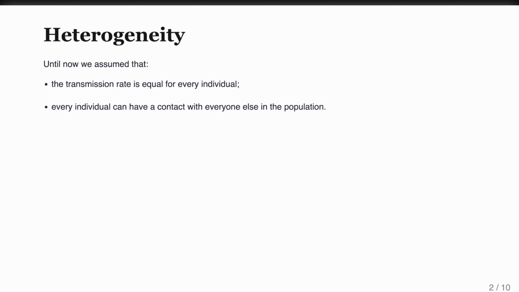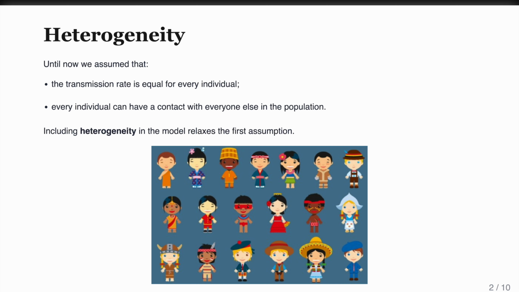Until now, we assumed that the transmission rate was the same for every individual in our population, and also that every individual could get in contact with everyone else in the population independently from their social status, their age, their position, etc. This, of course, is a big assumption. Therefore, it's usual to include heterogeneity in the models in order to relax these assumptions and reduce biases.